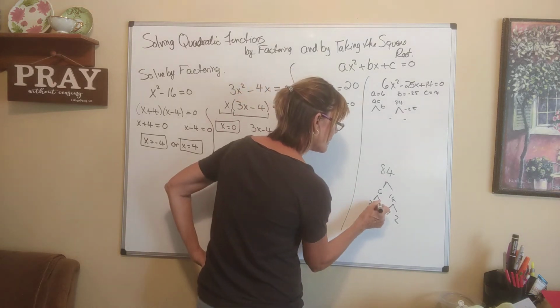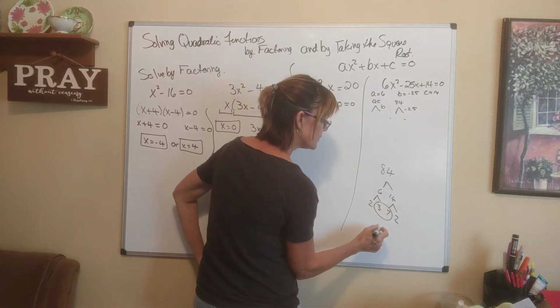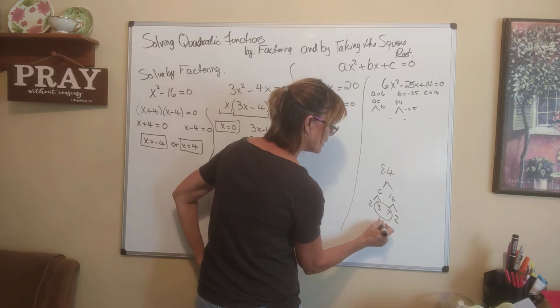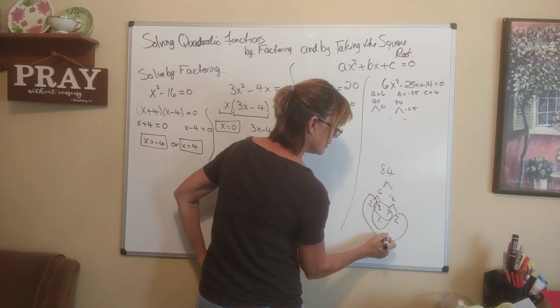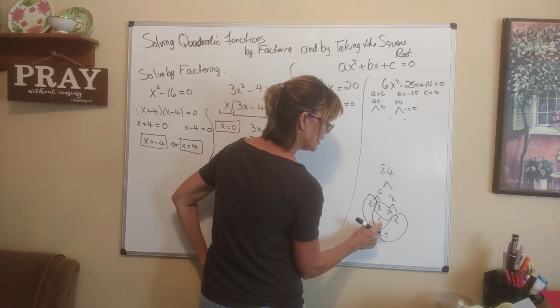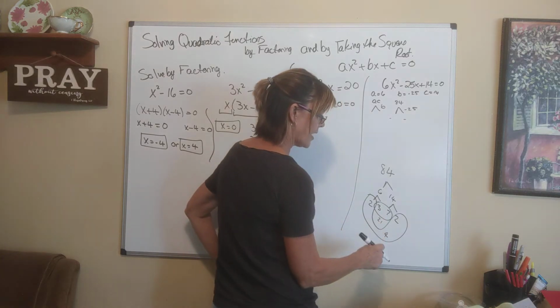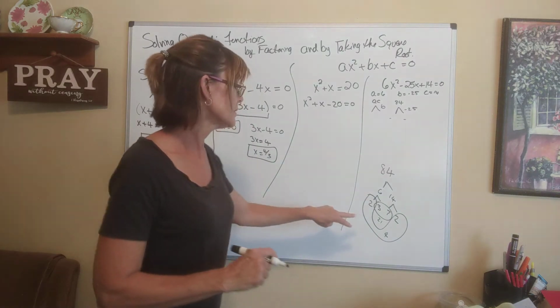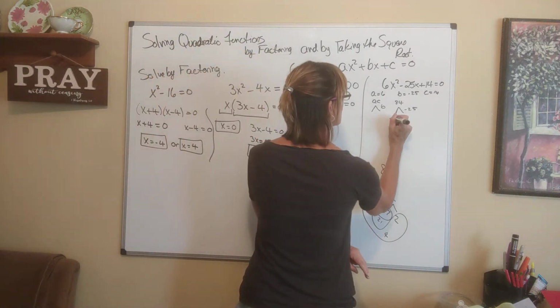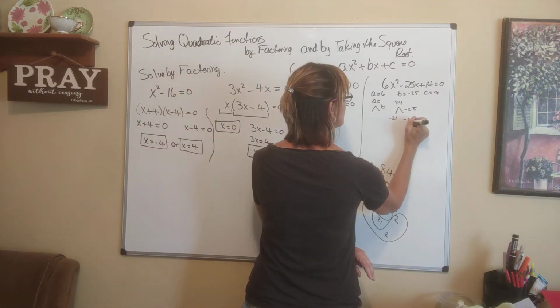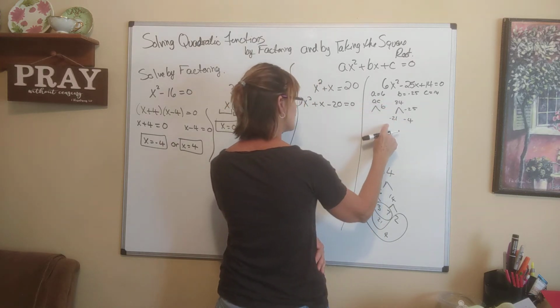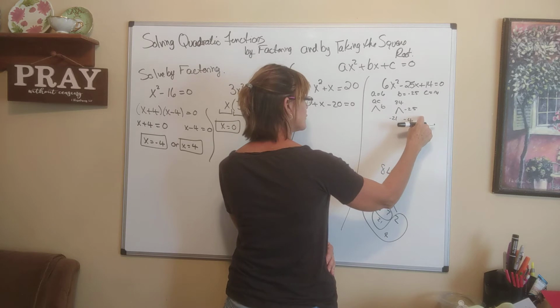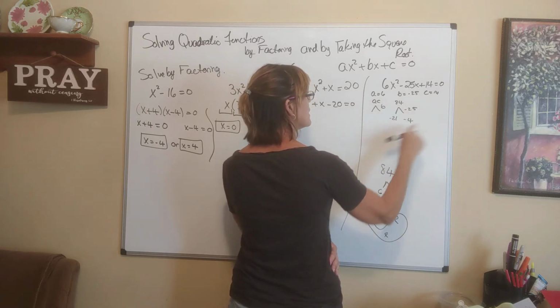Let me try this. What about 3 times 7? That is 21. What's left? 2 times 2. What's 2 times 2? 4. 21 plus 4 is 25. Oh, that's going to work right there. Let's do that. Let's say negative 21 times negative 4. Negative 21 times negative 4 is 84. Negative 21 plus negative 4 is negative 25. This is the winning combination.